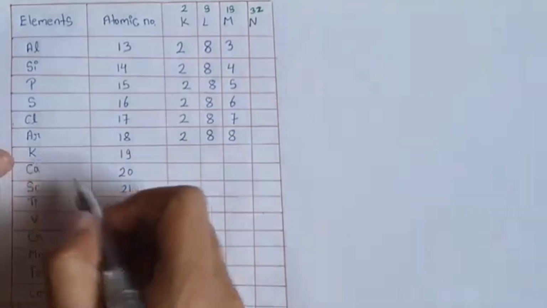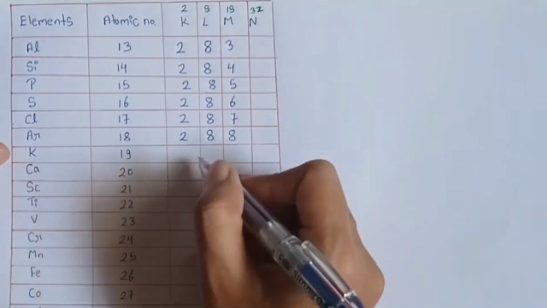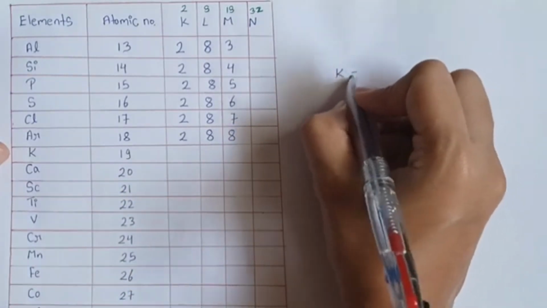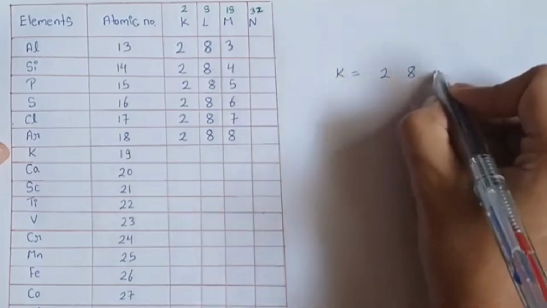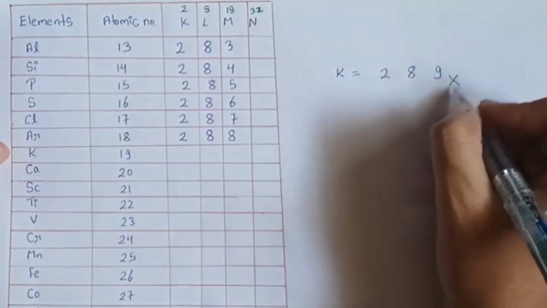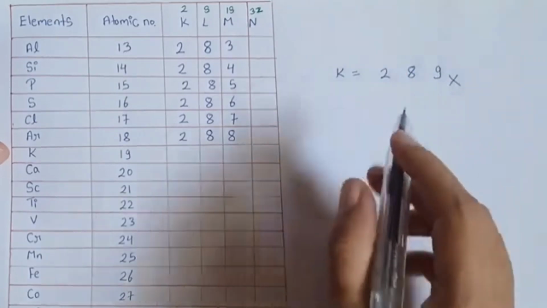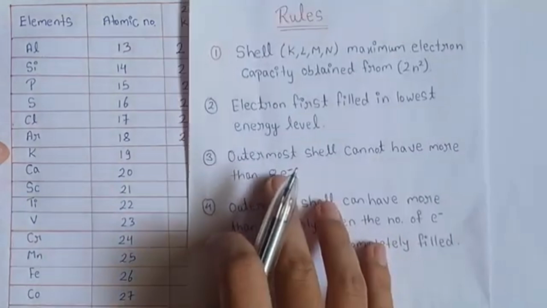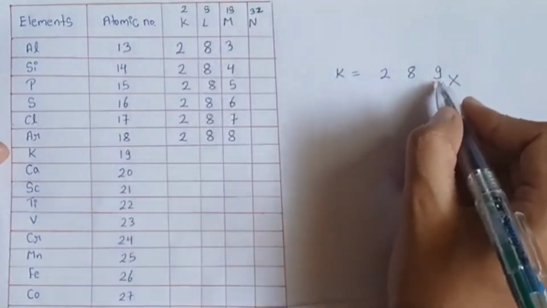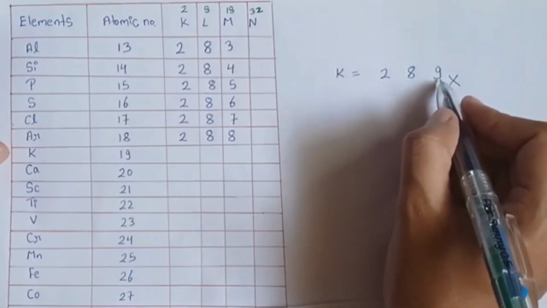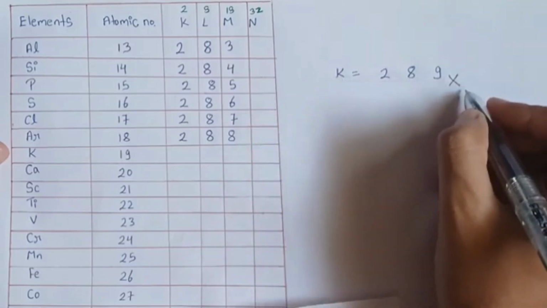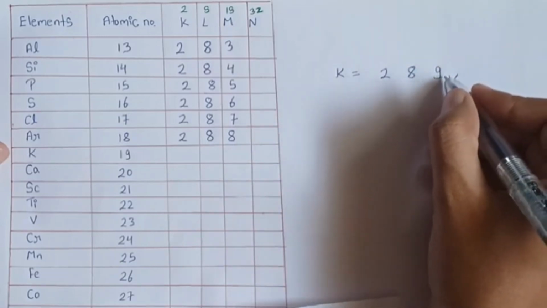Here in potassium you have 19 as the atomic number. So how can you write down the potassium electronic configuration? If you see here, for potassium you have 19, so 2, 8 and 9. But this is wrong. You cannot write it in this way, because the outermost shell cannot have more than 8 electrons. That means you have 9 here, and you cannot take 9 in the outermost shell. You need to take under 8, or 8 you can take. So this is wrong.